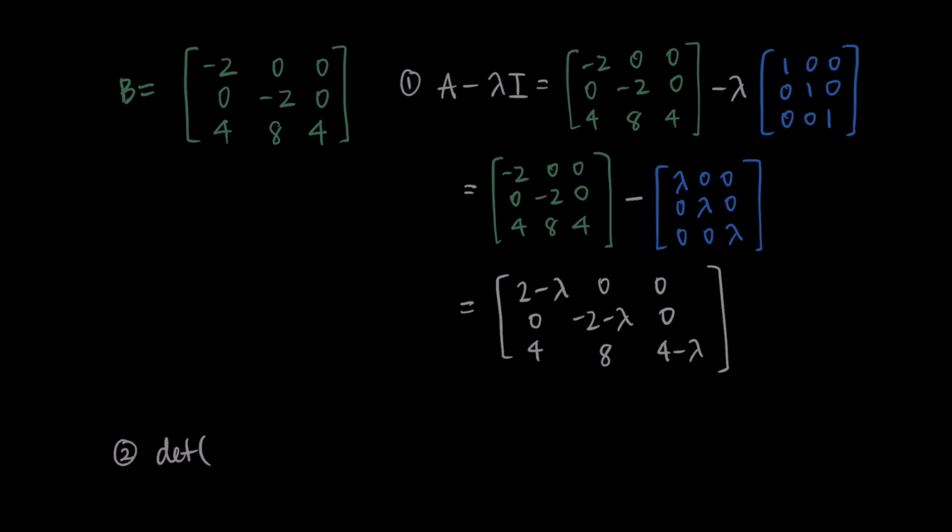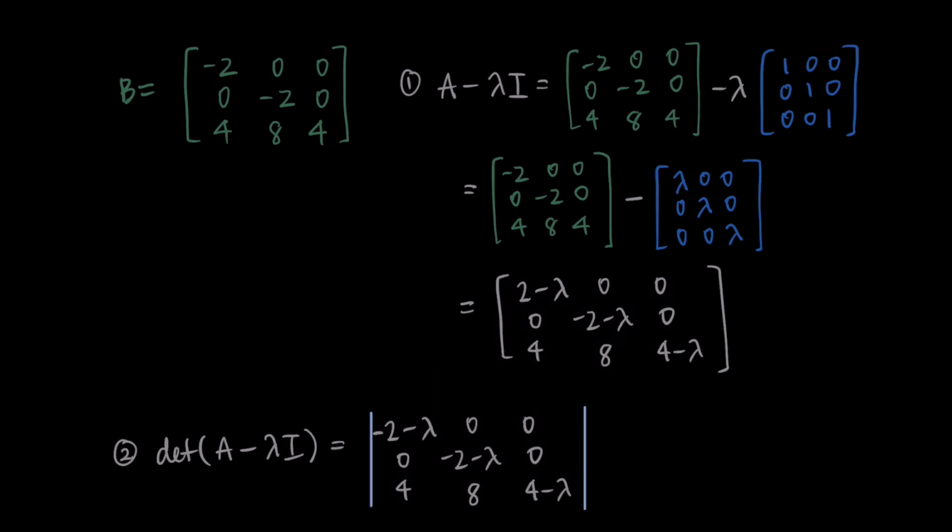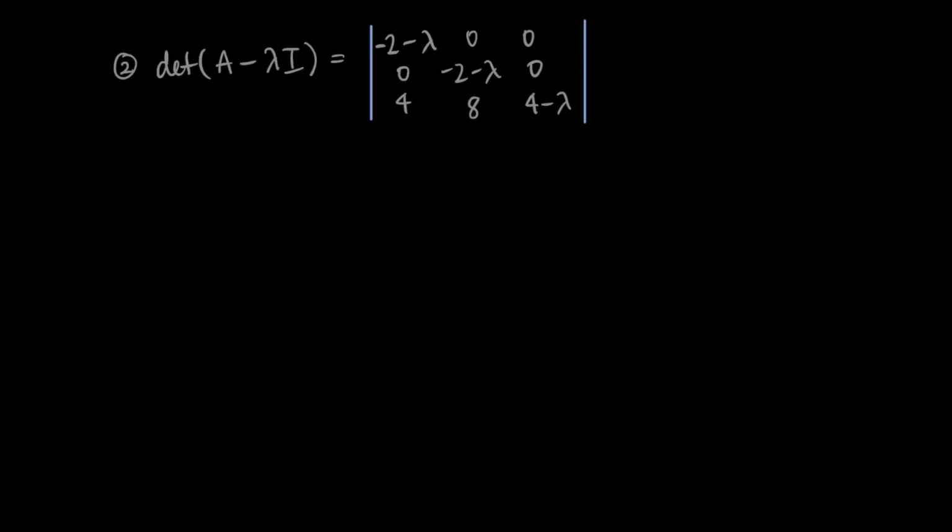Now, for the second step, I need to take the determinant of this matrix. Again, I'm writing A minus lambda I here, but we're really doing B minus lambda I. So I'm taking the determinant of this matrix. When I do this, I'm going to expand along the first row. So I'm going to take -2 minus lambda and multiply it by the determinant of the remaining parts when I cross out that row and column.